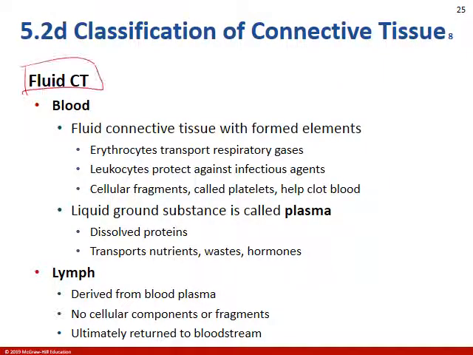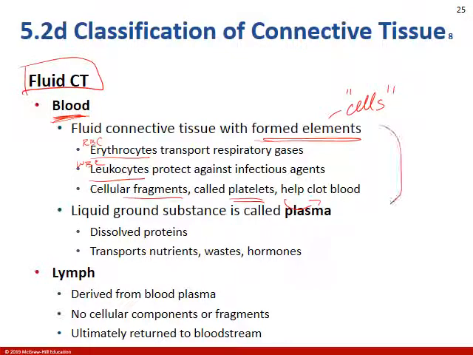Next, we talk about the fluid connective tissue. We have blood. It's going to have formed elements. You can think of that as cells. We're going to have erythrocytes. These are red blood cells. We have leukocytes. Those are white blood cells. And then you're going to have cellular fragments called platelets. These are going to help with clotting.